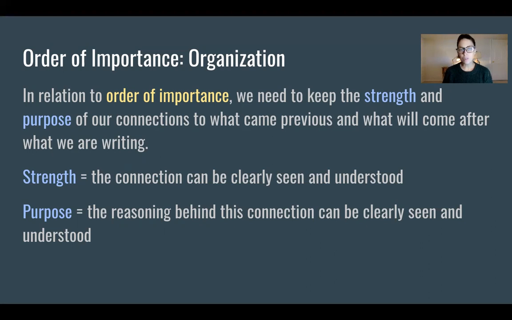And then you also want to look at the purpose. So the reasoning behind the connection can be clearly seen and understood. So we see the connection and then we get the reasoning. Okay, so this is really important. And if you can't tell, most likely your reader won't be able to tell. So as you're going through your own writing, if you're not really seeing connections, if you're not understanding the purpose of why you put certain things in certain places, your reader is really not going to be able to do that either. So remember, we're looking at strength between connections and purpose, which is the reasoning behind the connections.